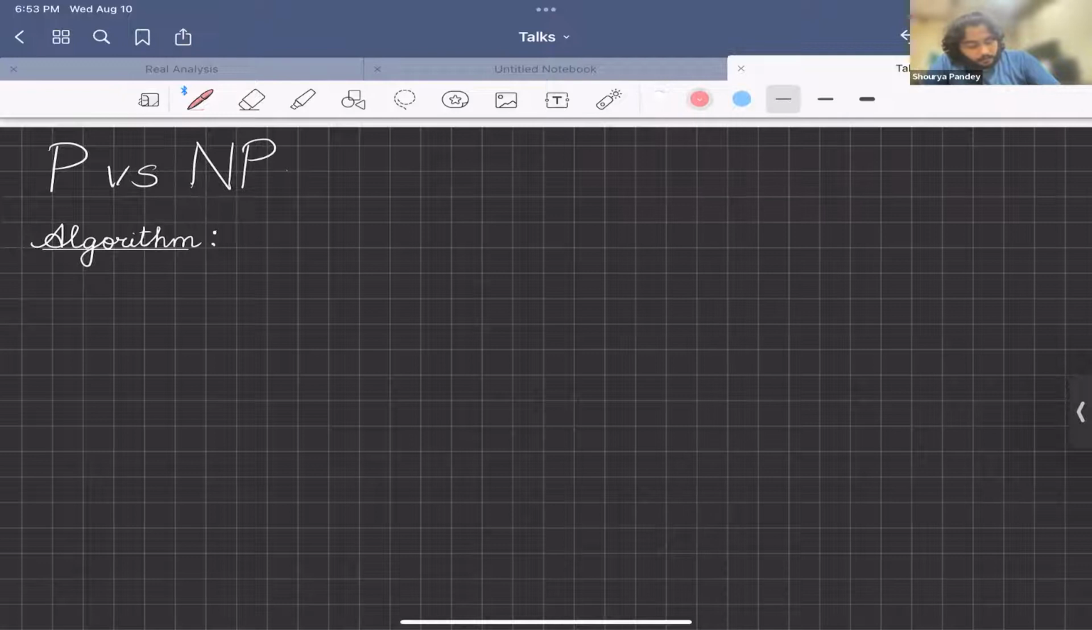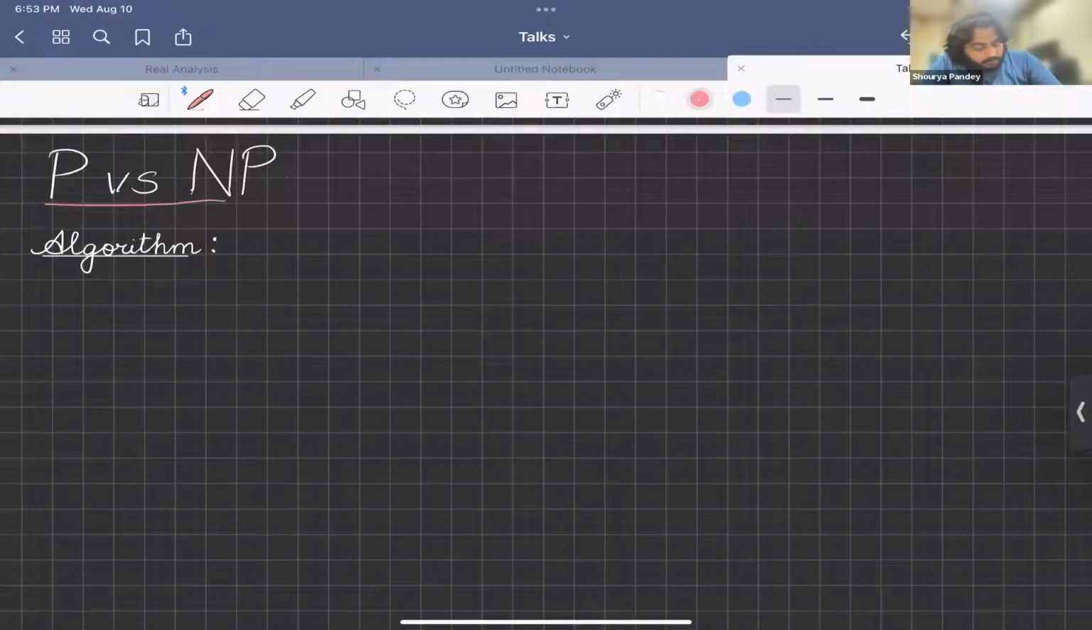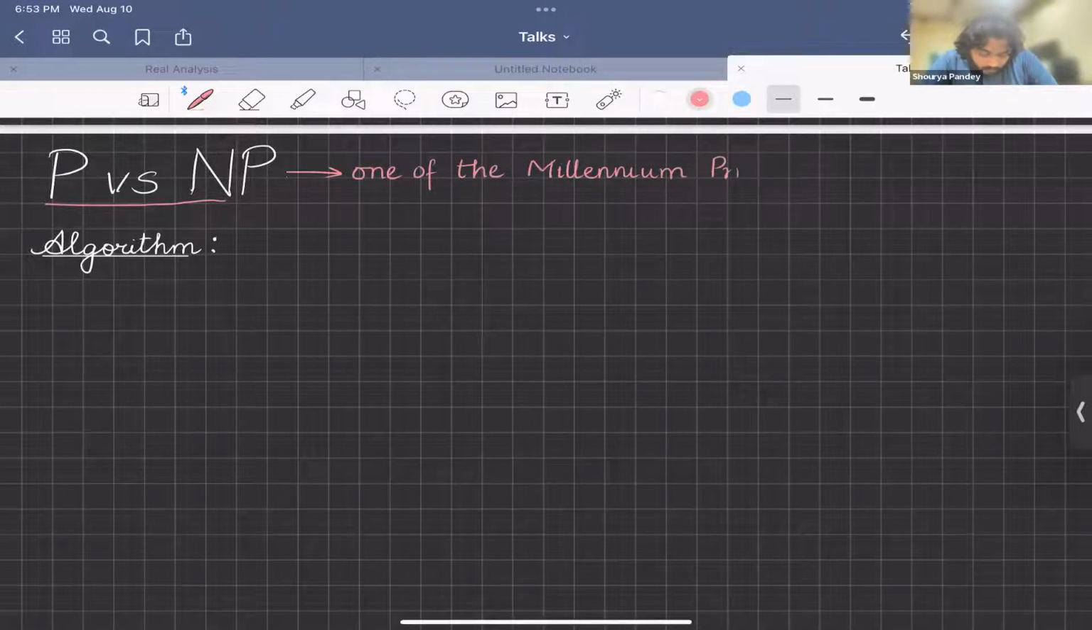So first, for motivation, the P versus NP problem is one of the 7 problems that can fetch you $1 million if you solve it. It's one of the Millennium Prize problems, others being the Riemann hypothesis and the Navier-Stokes equation. This is just one of the 8 problems that have been solved, and the other 7 are still open.